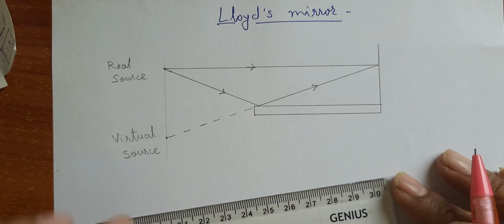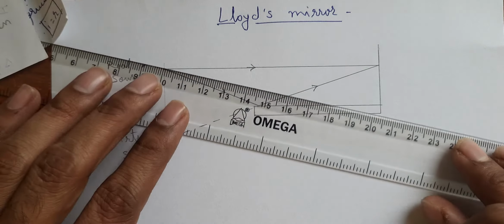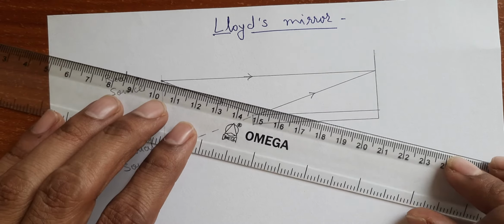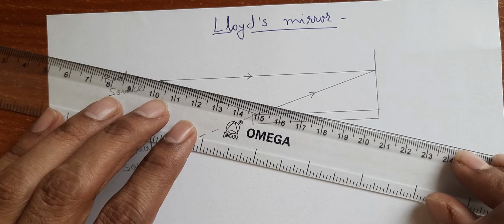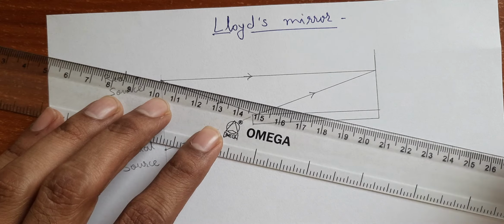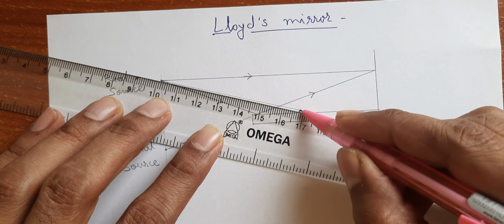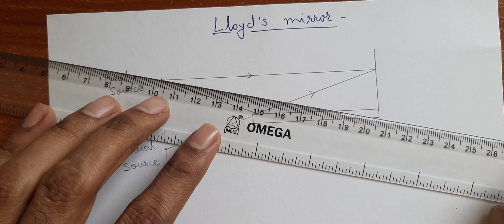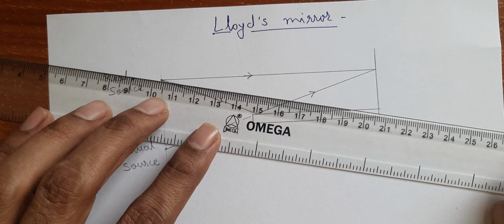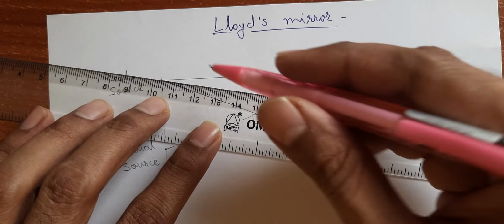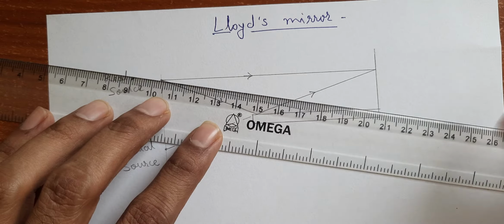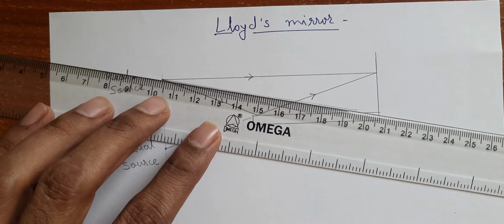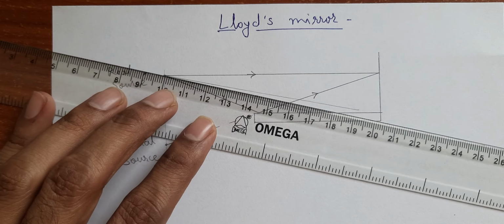Now you can draw different rays, like the next ray is coming in this direction at the central part of the mirror. So it is falling at the central part of the mirror, and the second ray is falling on the other side of the mirror, means the other end of the mirror, almost touching the other end.